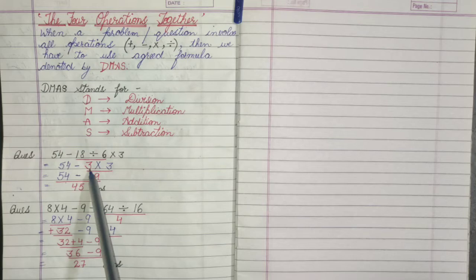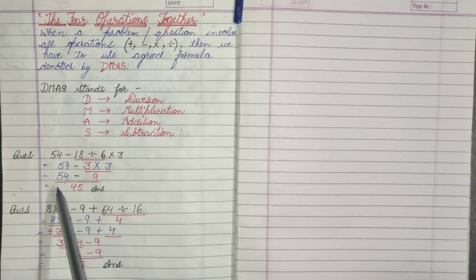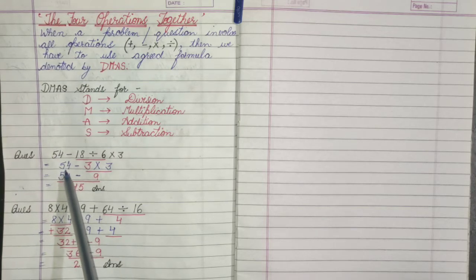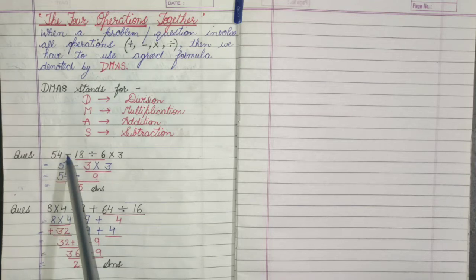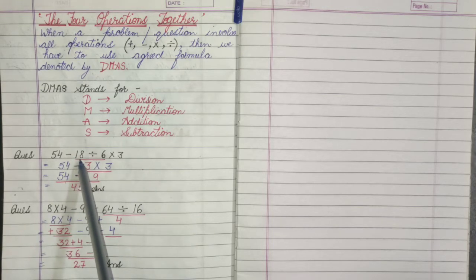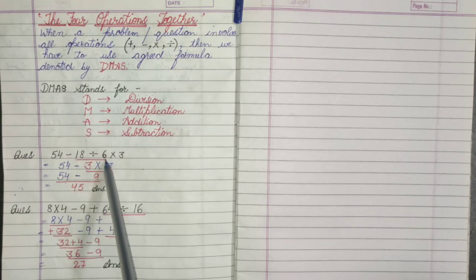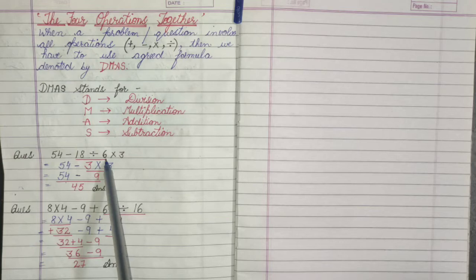Right. Second step is to copy all the numbers from the question. Here the first number is 54, so I have copied 54. All the signs also we will copy. Minus is here, so we will write minus. But we will not write the underlined digits. 18 divided by 6 we have already solved, तो हम इस underlined वाले numbers को नहीं लिखेंगे.